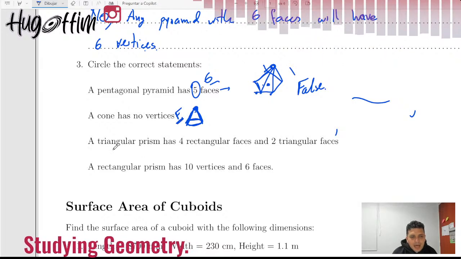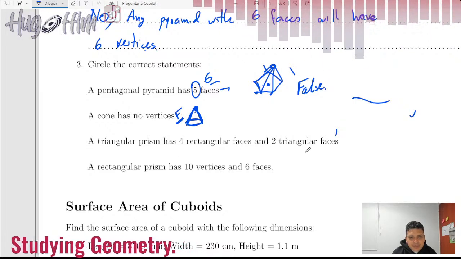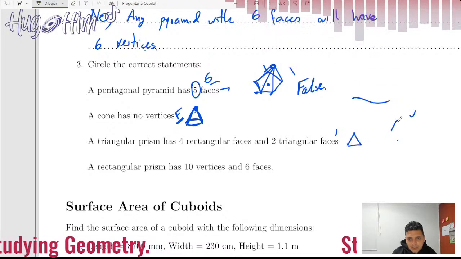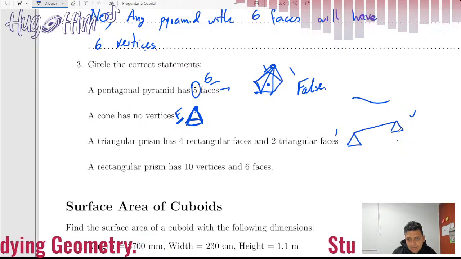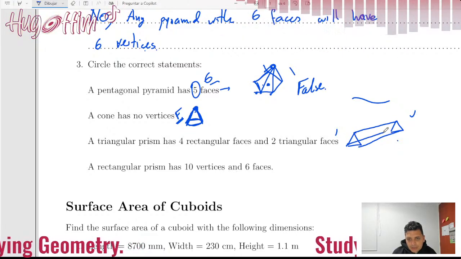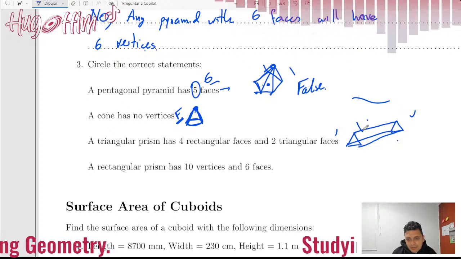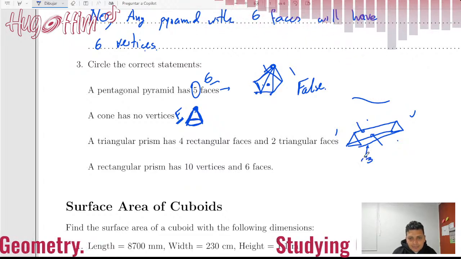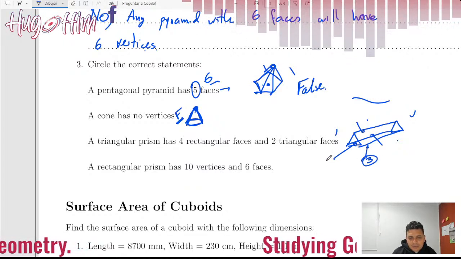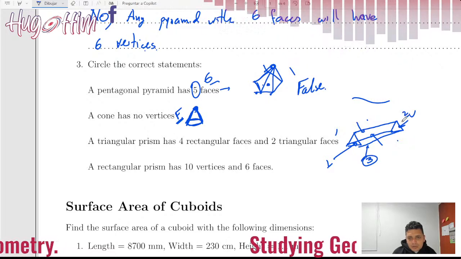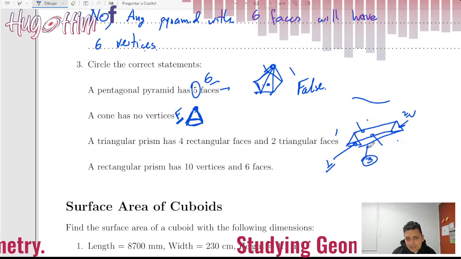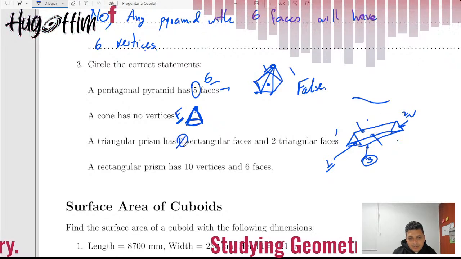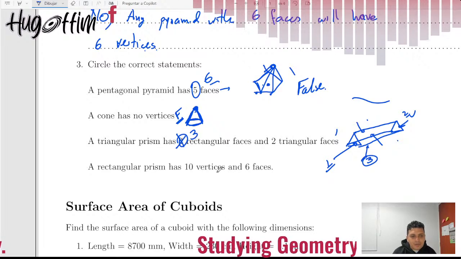False. A triangular prism has 4 rectangular faces and 2 triangular faces. A triangular prism has a cross section that is a triangle joined by rectangles. So I'm going to have 1, 2, and 3 faces, 3 lateral faces. And here I'm going to have 1 and 2 triangular faces. So it's going to have 5 faces. It's not going to have 4 rectangular faces, but 3 rectangular faces.